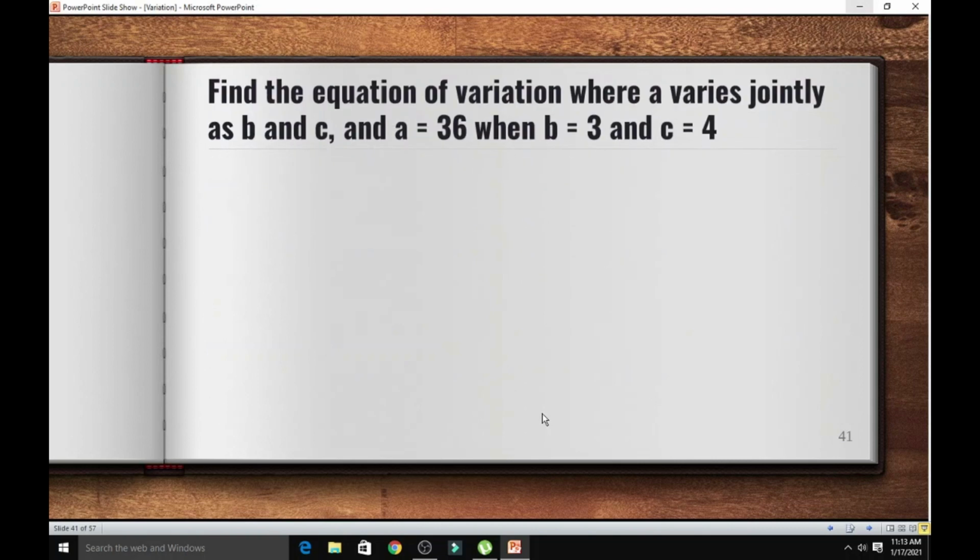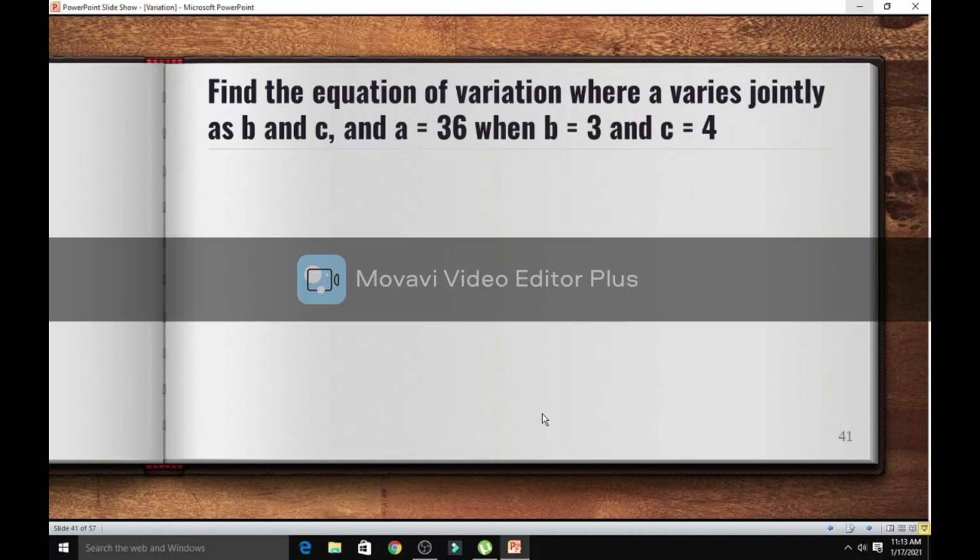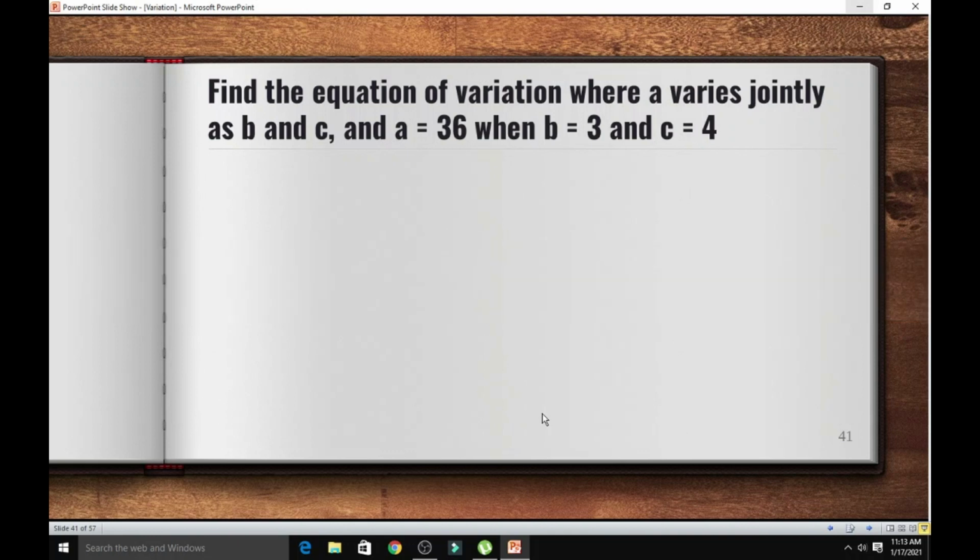So, how are we going to find an equation of variation where A varies jointly as B and C, and A is equal to 36 when B is equal to 3 and C is equal to 4? Hanapin daw natin dito yung equation ng variation. Kamukha ng ginawa natin sa direct at saka sa inverse, how are we going to find the equation of the variation? So, the first step that we are going to do is to translate the statement into mathematical equation.